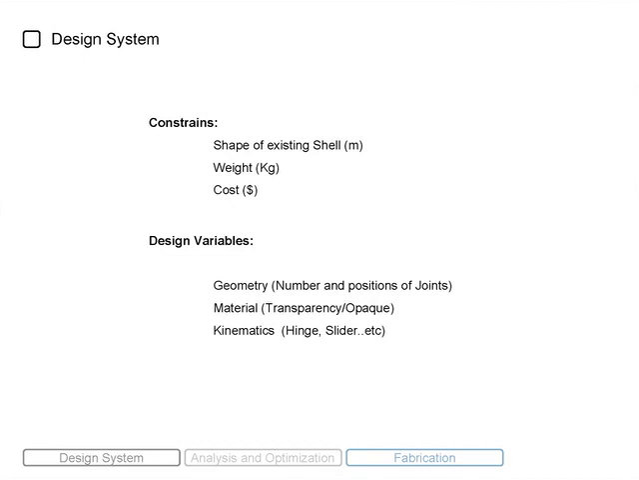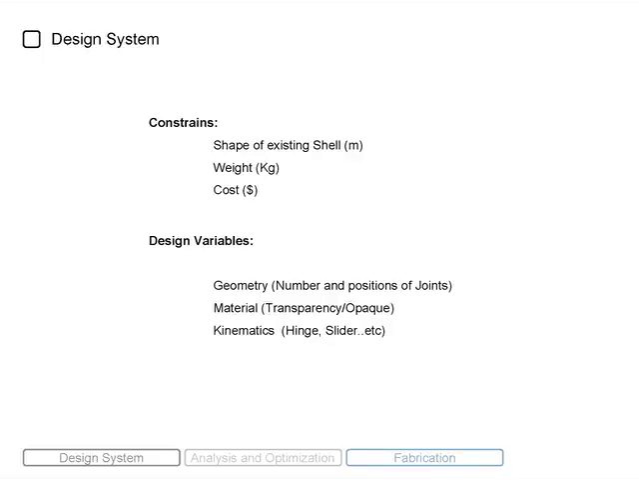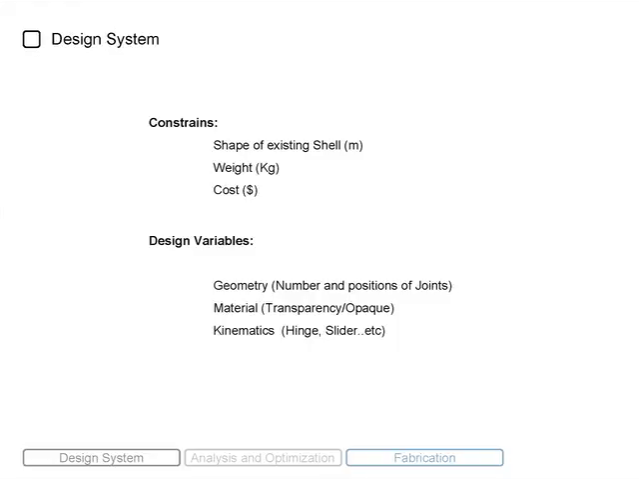Our constraints were the existing shell, the shape of the existing shell. We were constrained not to change anything and basically just maintain the same form. The weight of the new shell should not exceed double the amount of whatever material we were taking. We also had constraints on cost. I can't remember how much we were constrained, I think some sort of $1,000.